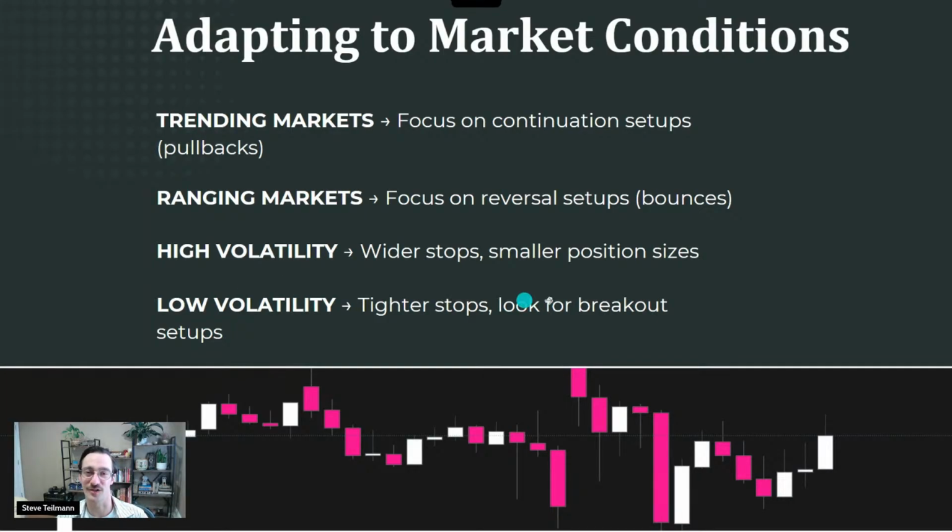A lot of people don't like low volatility market conditions, but for me, they're great, because that means right around the corner, we're going to have some real explosive moves, and we have a chance to get a head start on that and identify them before they make those explosive moves.